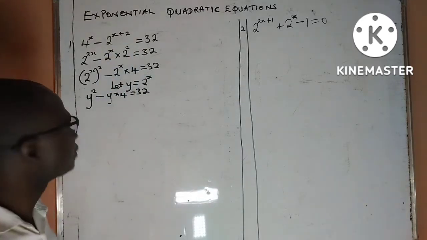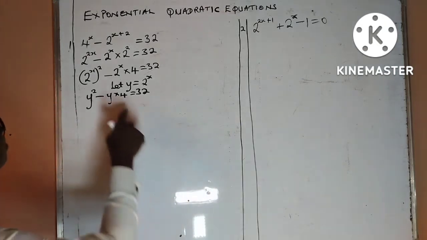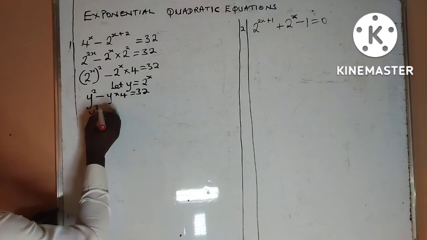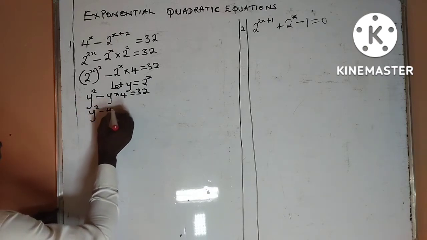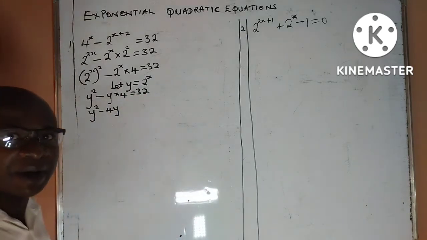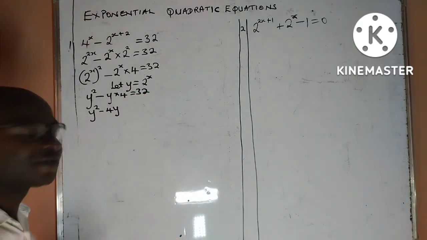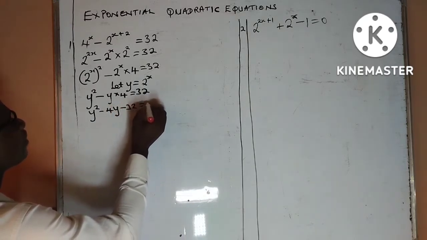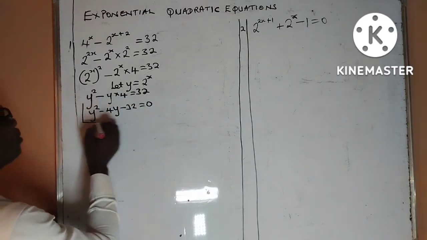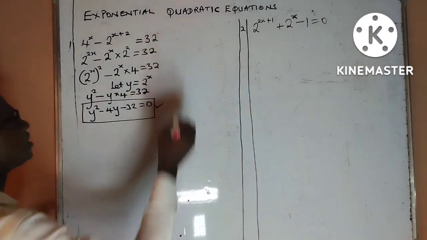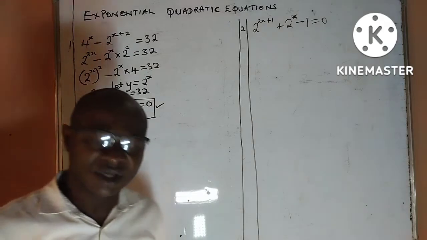Okay? Good. We continue. You can see that we can use this 4 to multiply y to write it as y raised to the power 2 minus 4y. Then I will move this 32 from the right hand side to the left hand side, and it becomes minus 32, everything now equal to 0. Looking at this, you will see that it is now a quadratic equation.